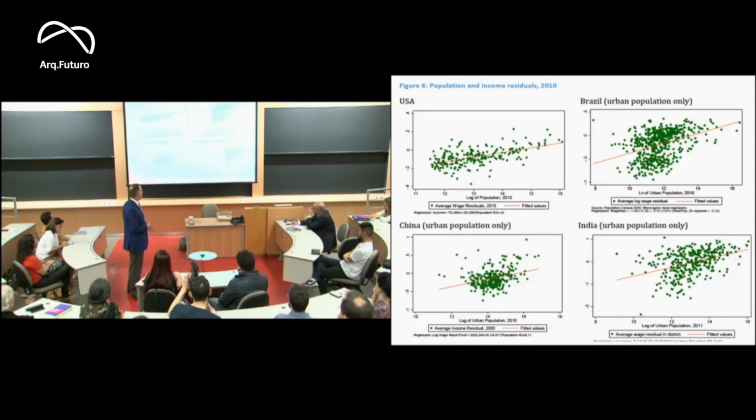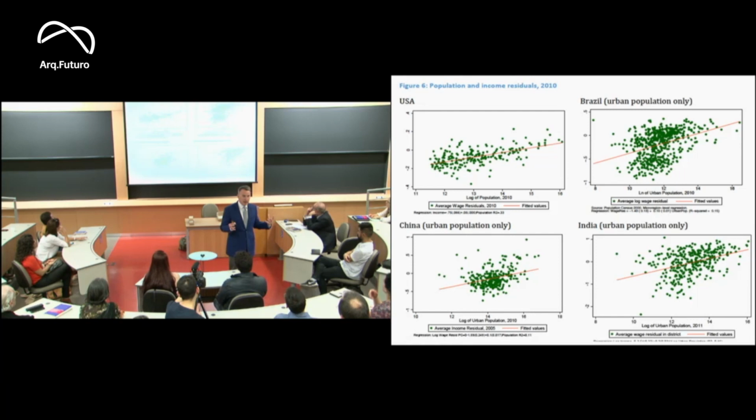So this is from a recent paper of mine comparing the US, Brazil, India, and China. This is the relationship between the size of agglomeration and incomes. If anything, the link between urbanization and income is stronger in India, China, and Brazil than it is in the US.